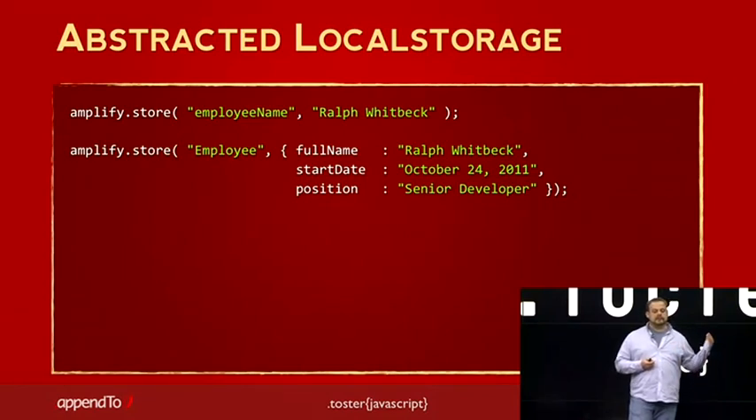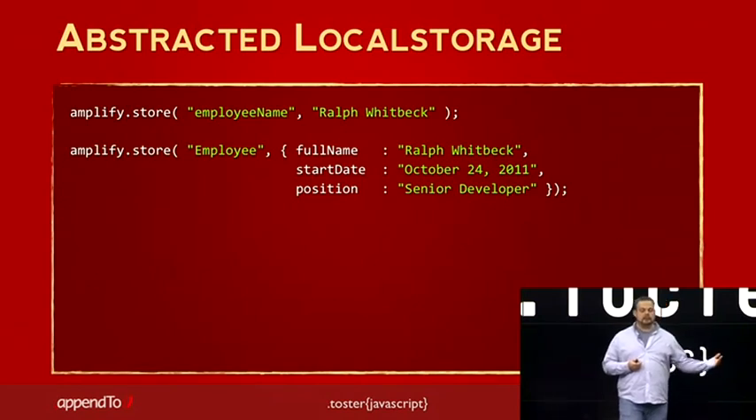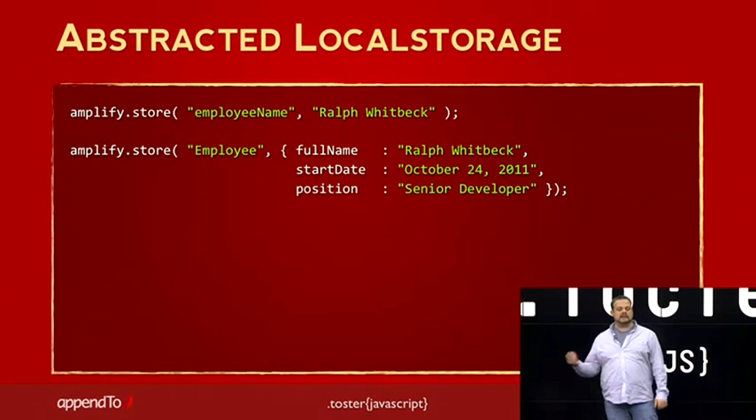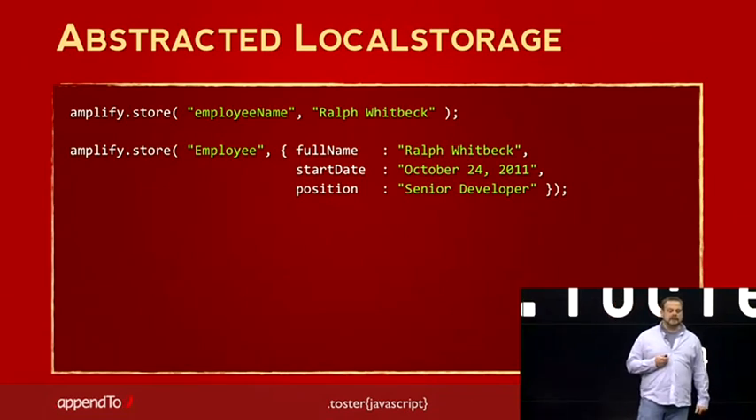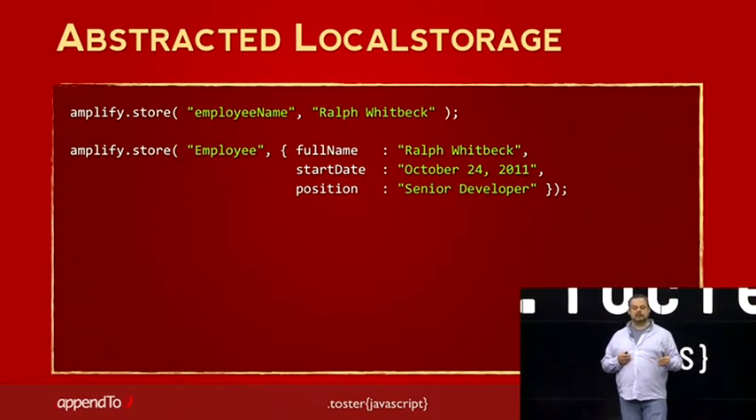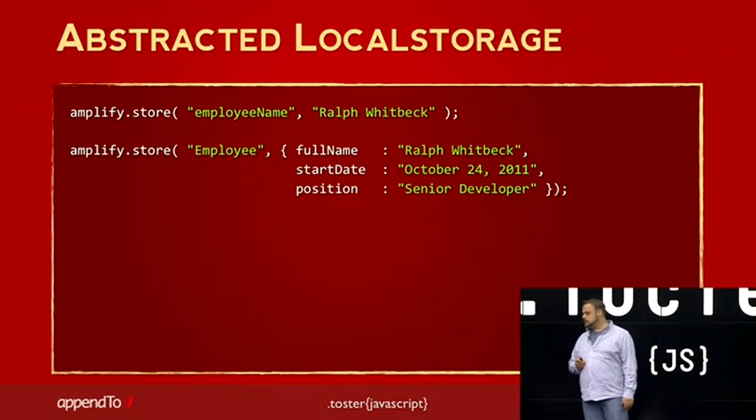The second example is showing how we can assign a variable name like employee, and we can pass in a hash. We can have a full object literal being passed in here. So, full name, Ralph Whitbeck, start date. That's actually my start date and what my position is.